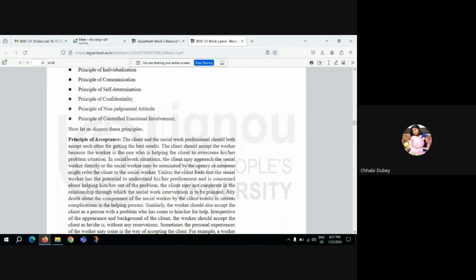Okay, now this means that the client should accept the worker, because the worker is the one who's helping the client to overcome the problem situation, and the social worker should also accept the client irrespective of the socio-cultural background he or she may be coming from. Unless the client feels that the social worker has the potential to understand his situation, the client will not cooperate with the social worker, and the intervention may not go as planned. So this acceptance should be there for both of them.